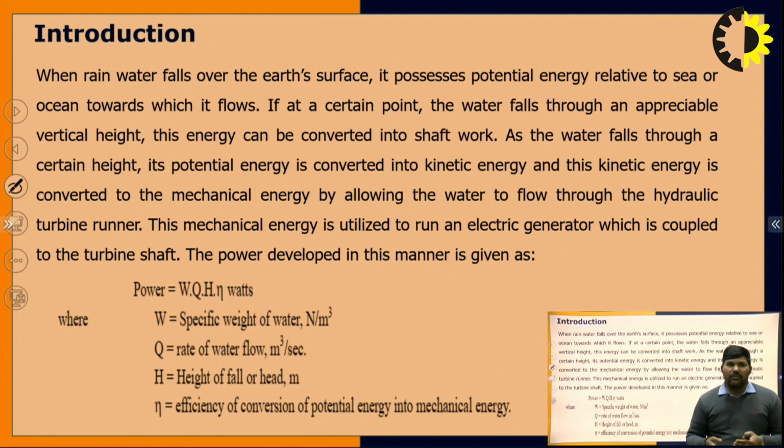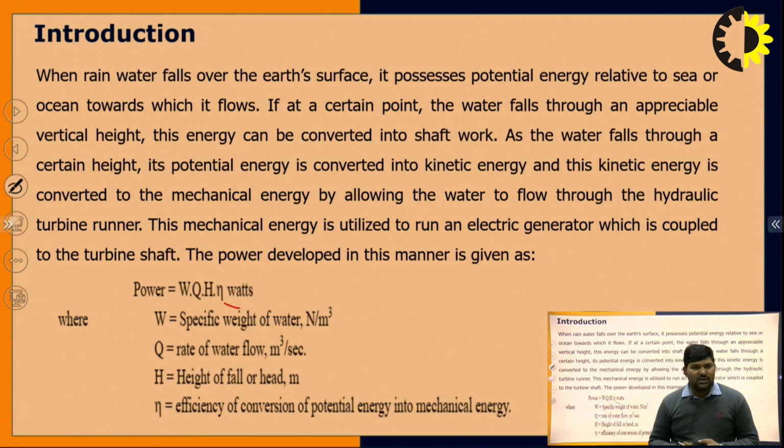The power developed in this manner is P equal to W Q H times efficiency. Here P is the power, W is the specific weight of the water, Q is the rate of flow of the water, H is the height of the fall, or the head, and eta is the efficiency of conversion of potential energy into mechanical energy.